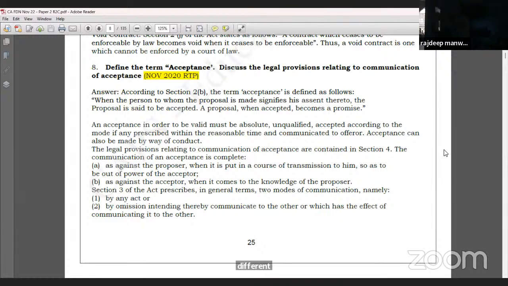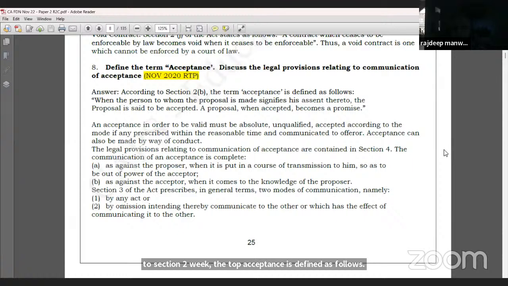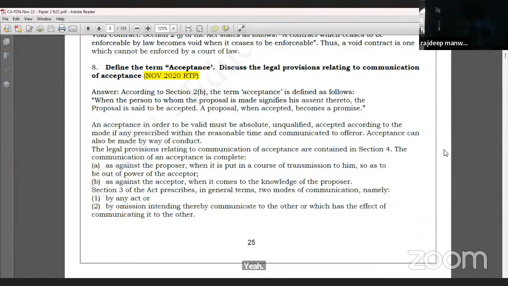According to section 2(b), the term acceptance is defined as follows. This is how you always start the answer: give the definition of acceptance. This is the way in which you write the answer. The institute has prepared all these answers. When the person to whom the proposal is made signifies his assent thereto, the proposal is said to be accepted. A proposal, when accepted, becomes a promise. An acceptance, in order to be valid, must be absolute, unqualified, accepted according to the mode, if any, prescribed, within a reasonable time, and communicated to the offerer. Acceptance can also be made by way of conduct.